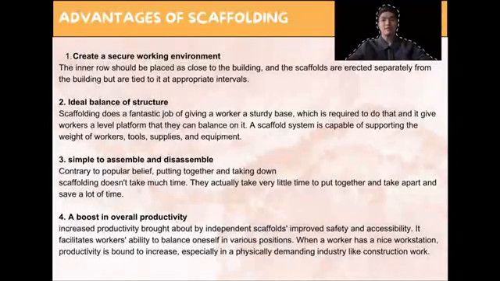Hi, my name is Fakhruddin B1 Azman. Now it's my turn to explain the advantages of using this type of scaffolding, which is the independent scaffolding. First, it creates a secure working environment. The inner row should be placed as close to the building as possible, and the scaffolds are erected separately from the building but are tied to it at appropriate intervals.